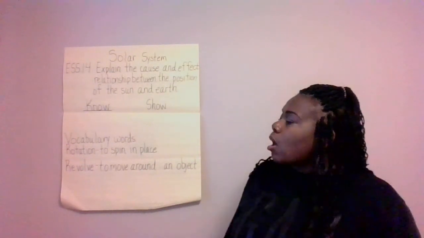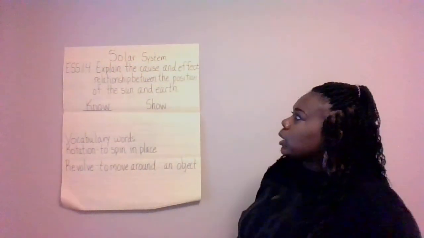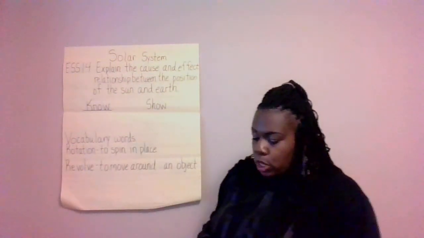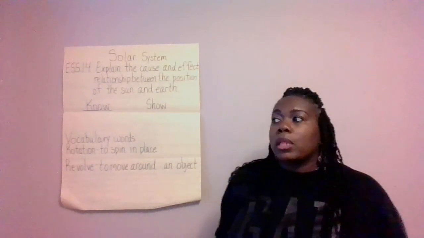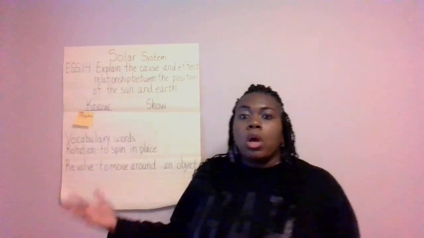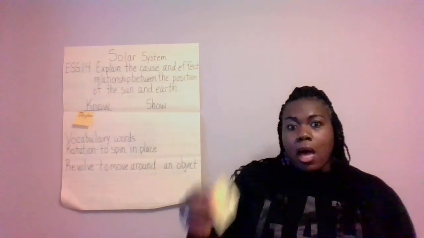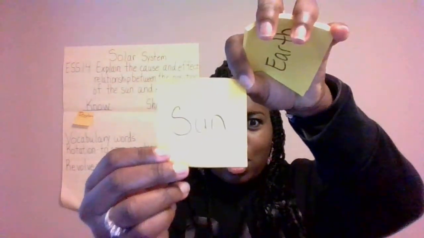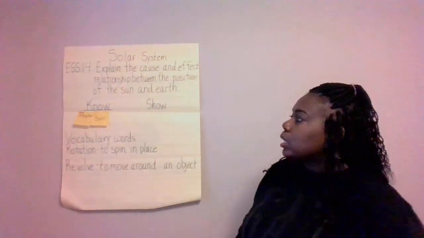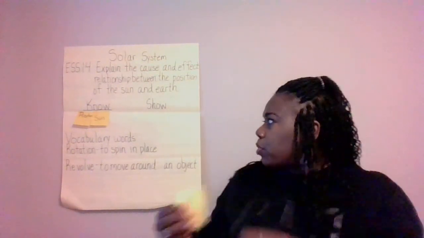We will be revisiting Standard 5 ESS 1.4, explain the cause and effect relationship between the position of the sun and Earth. And we will do this with our Know and Show. By the end of this series of lessons, we will know more about what we mean by the position of the sun and the Earth. We'll also learn more about the sun. What is the sun? We know that the sun is a star. And we'll learn even more information about Earth.